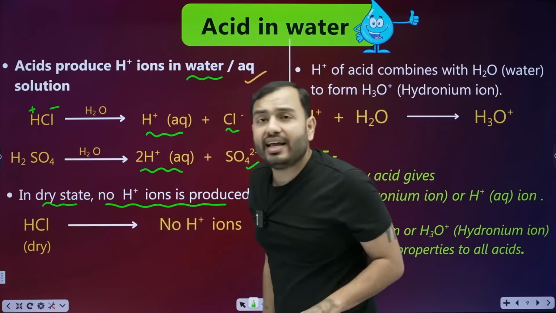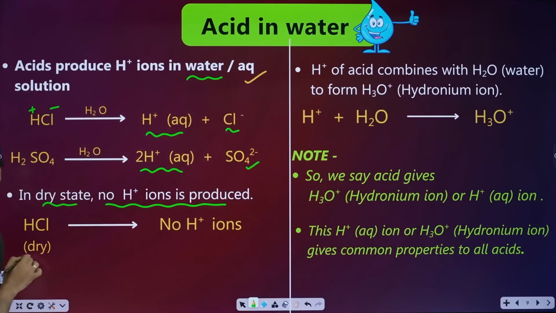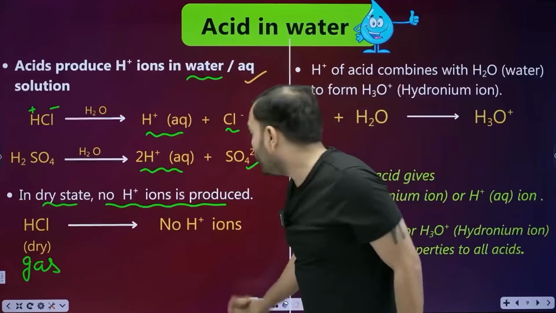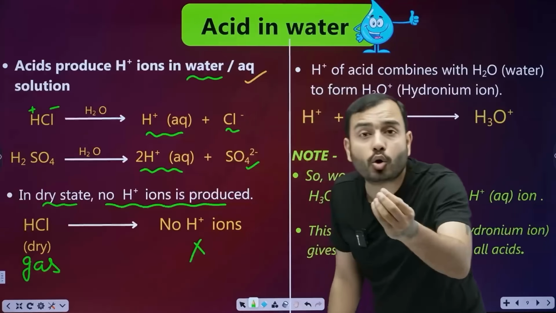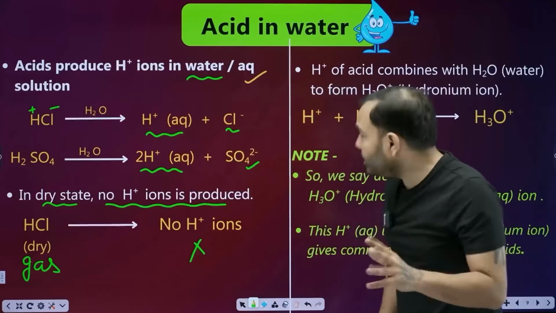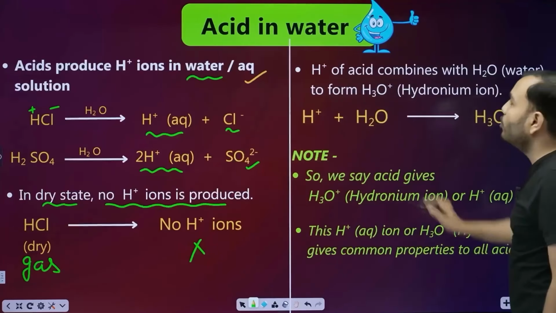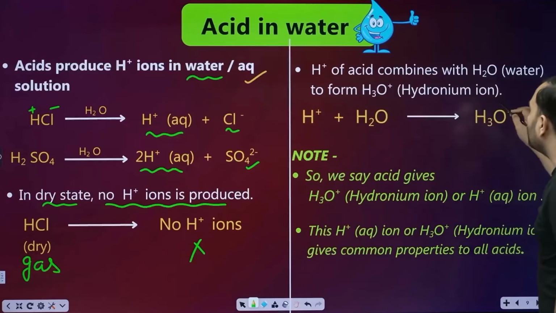Suppose I took dry HCl. How will I take dry HCl? It's a gas. I took hydrogen chloride gas, dry gas. And if there is no water, then out of hydrogen chloride, there will be no H plus ions. No H plus ions will come out. Okay, acha. H plus of acid combines with H2O to form H3O plus, hydronium ions.